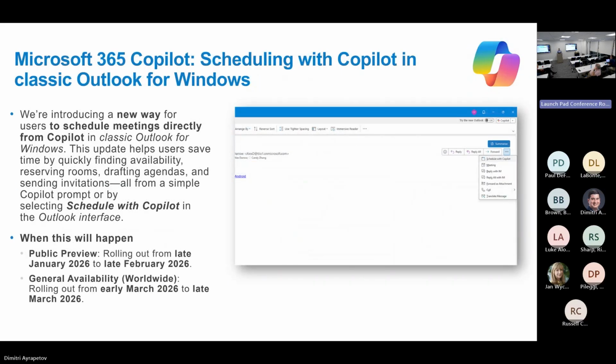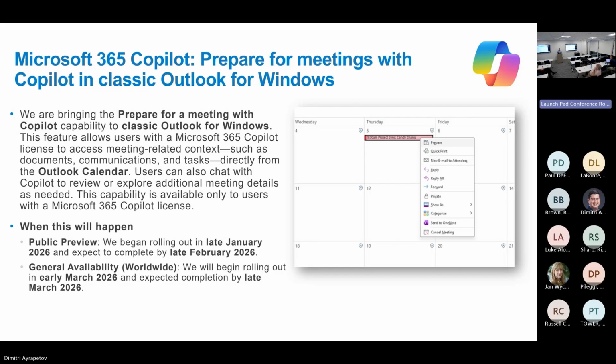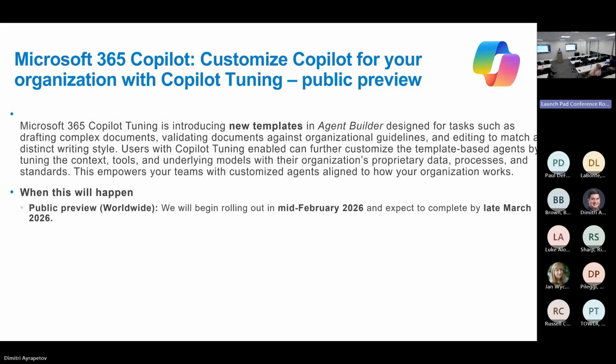Microsoft 365 Copilot scheduling with Copilot and Classic Outlook for Windows. So you can schedule meetings directly from Copilot now. You can basically tell it who needs to be in the meeting, and it'll find a conference room if you wanted to accommodate and find the next available time. Okay, that's really cool. It actually might be quicker than trying to do it all yourself, right? So Copilot is also prepare for meetings with Copilot and Classic Outlook for Windows. This feature allows users with a Microsoft Copilot license to access meeting-related context, such as documents, communication, tasks. That's great. So Copilot tuning is introducing new templates and Agent Builder.